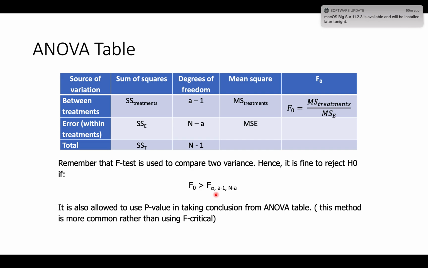In addition to the F value, we can also use the p-value approach to draw conclusions from the ANOVA table. The p-value approach is somehow more general and more widely used than the F critical value.